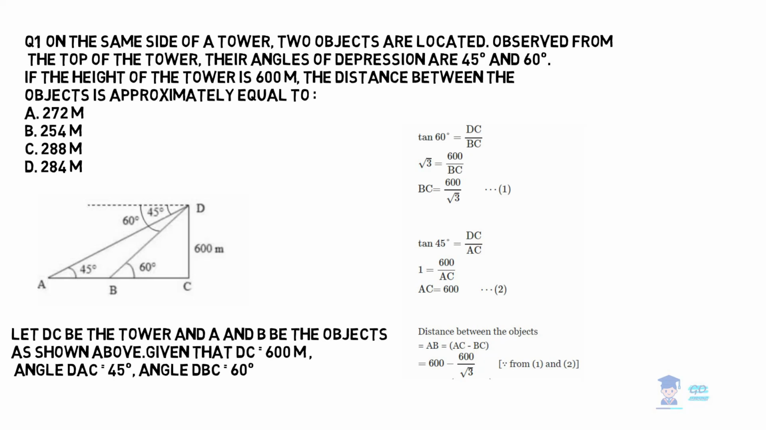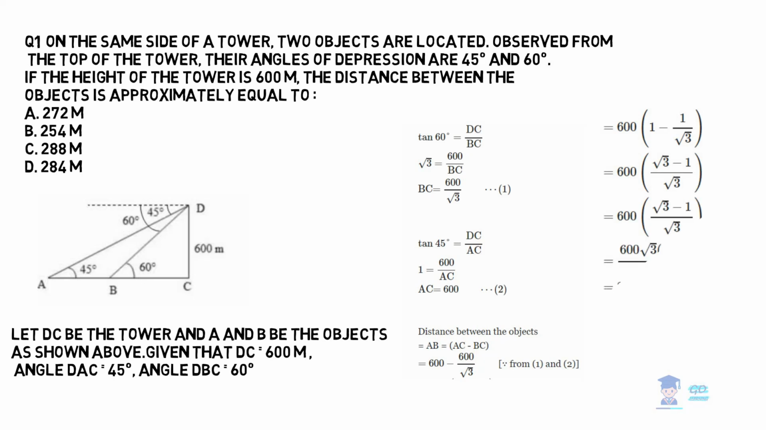What is being asked is the distance AB. AB is nothing but, you can subtract BC from AC to get AB, right? So AB can be written as AC minus BC. We have just now found the value of AC and BC. I'm just substituting it. AC is 600 and BC is 600 by root 3, so 600 minus 600 by root 3.